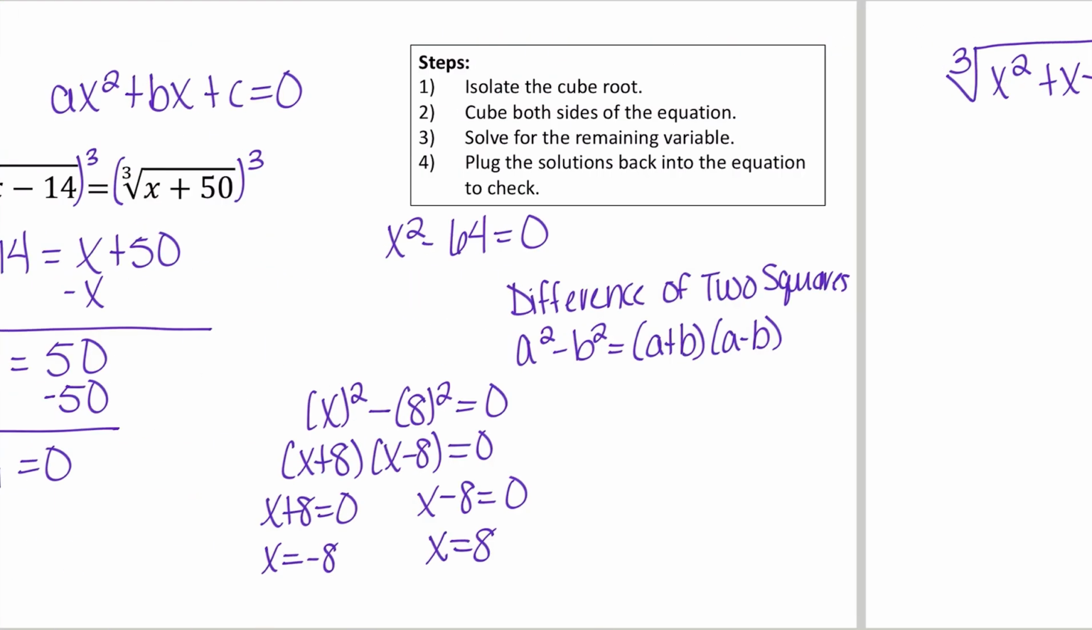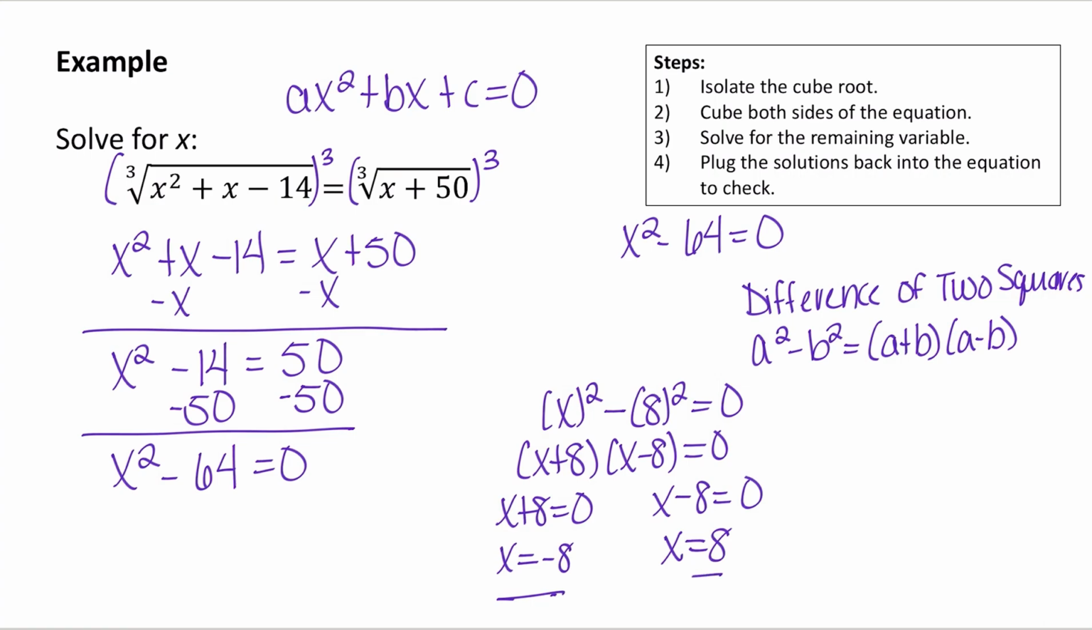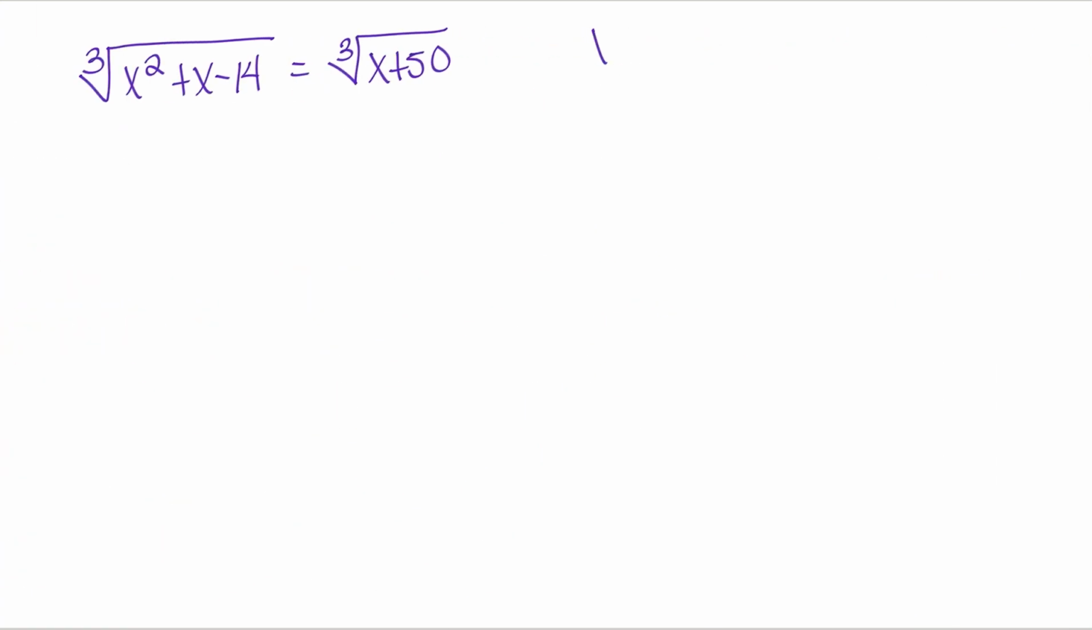I have the cubed root of x squared plus x minus 14 equals the cubed root of x plus 50. What I'm going to do is test these two solutions and make sure that they do make my equation true. So I have x equals negative 8 and I have x equals 8.